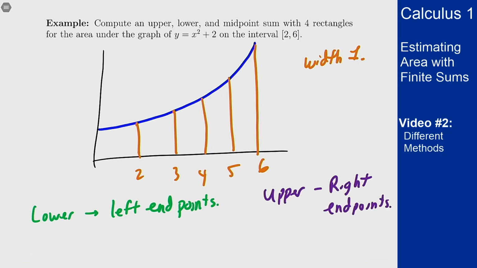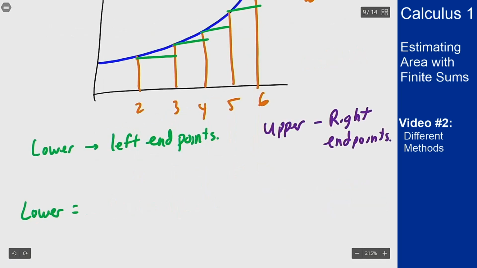So for the lower sum, what do I get? Well, I'm going to get the function value at 2, which is 2 squared plus 2, which is 6, times 1. Function value at 3 times 1. Function value at 4 times 1. 16 plus 2 is 18. Function value at 5 times 1, 27, which gives a total of 52.